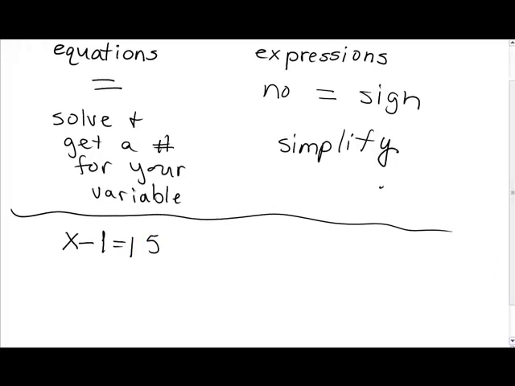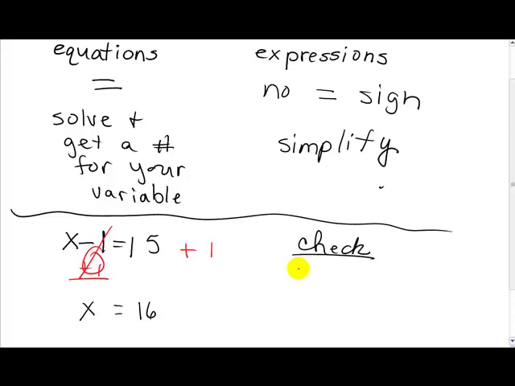x minus 1 equals 15. Most of us already know the answer, and you probably even understand what you did to get the answer. You added 1 on both sides, so this cancels, becomes 0, and then we'll combine those. So on the left side of the equal sign, we're going to have x, and over here, 15 plus 1 is 16. With equations, you want to get in the habit of checking them.